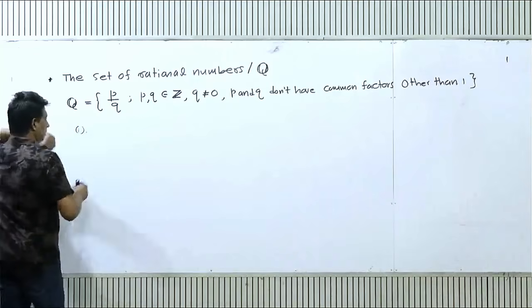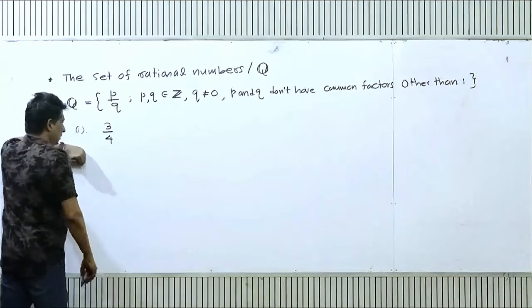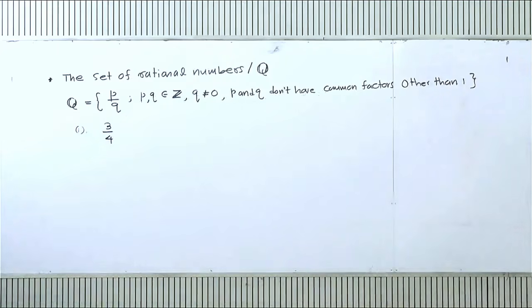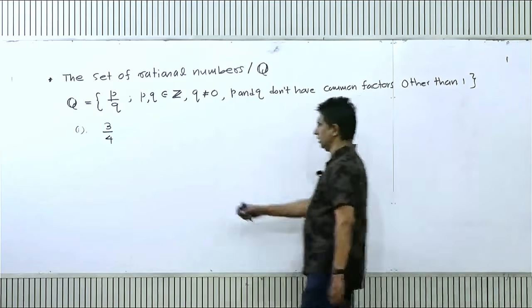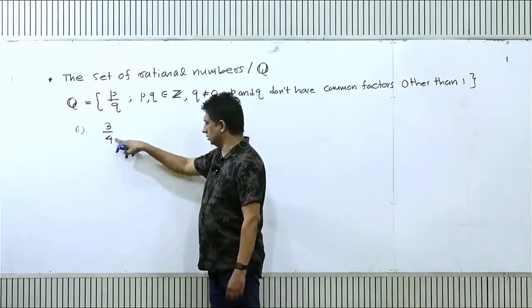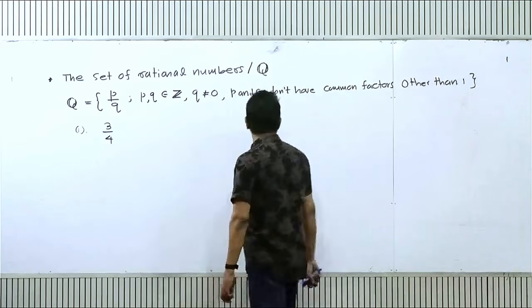First one, if we take 3 over 4, here 3 is an integer, 4 is an integer, and this is not 0, no? This is not 0. Both integers don't have common factors more than 1, no?